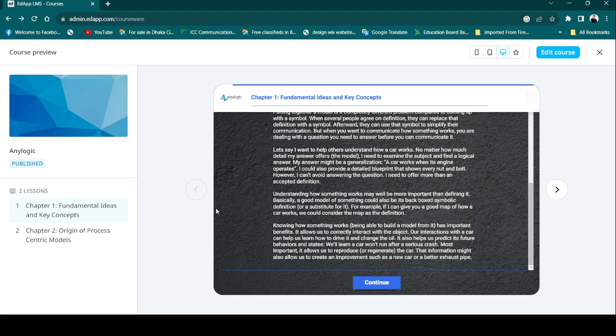It allows us to correctly interact with the object. Our interactions with a car can help us learn how to drive it and change the oil. It will also help us predict its future behaviors and states. We will learn a car won't run after a serious crash. Most important, it allows us to reproduce or regenerate the car. That information might also allow us to create an improvement such as a new car or a better exhaust pipe.